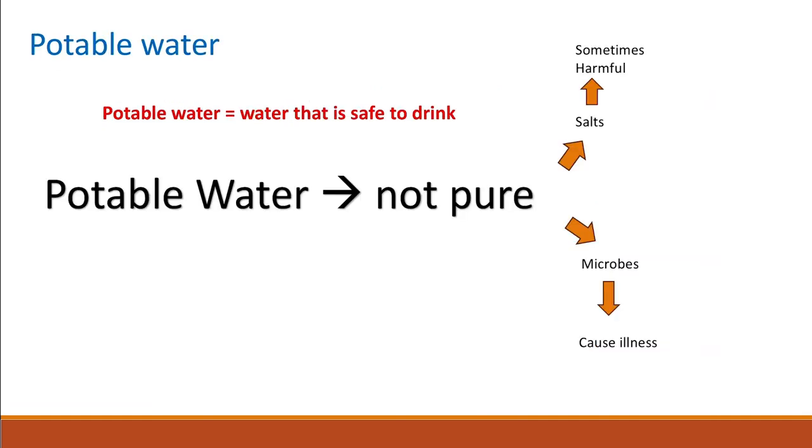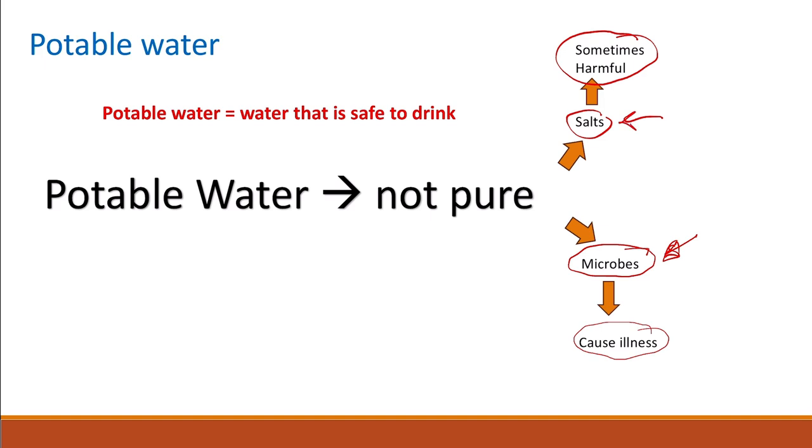Potable water is the water that is safe to drink. Potable water is different from pure water, because pure water means that it's not mixed with anything. Potable water could have some minerals or other elements, so it's not pure, but it's safe to drink. We need to convert water to become potable before we drink it, because water could have salts which sometimes are harmful, and it could also have microbes which can cause illness, so we need to remove harmful microbes and salts.